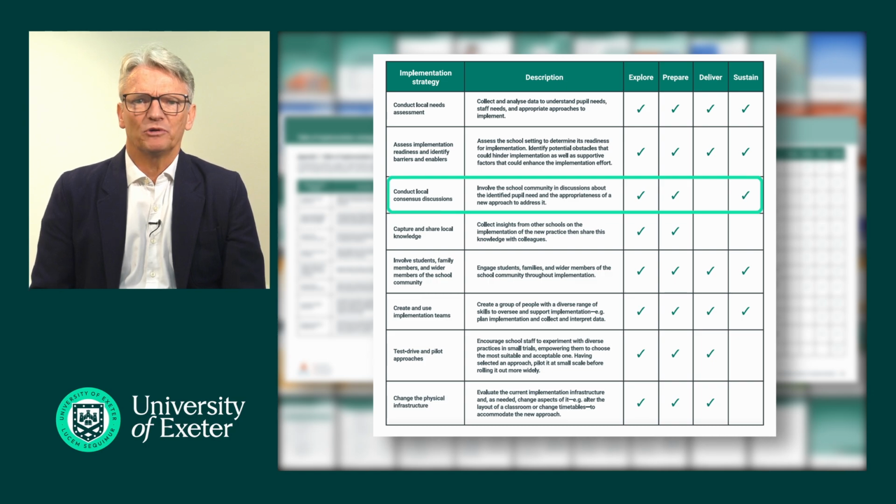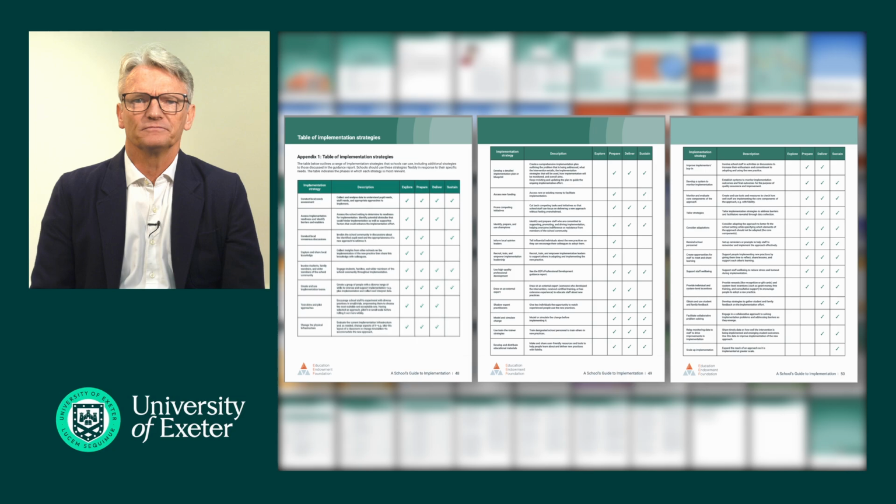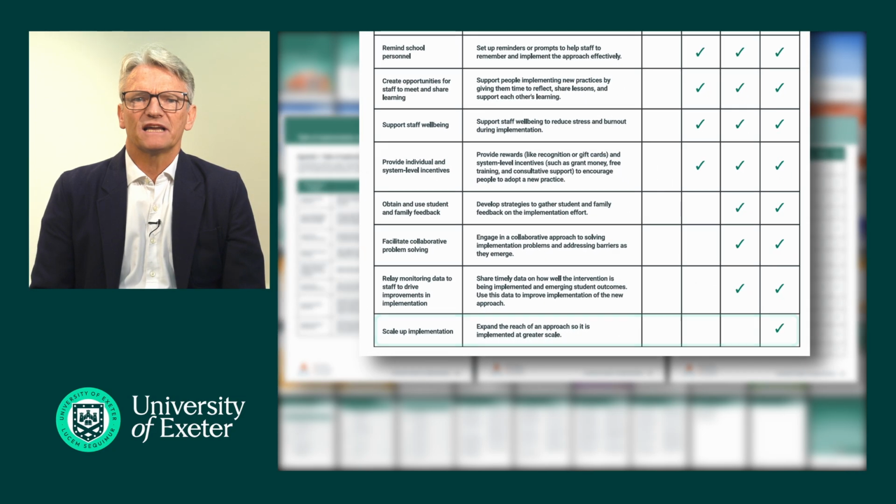This is employed in the explore and prepare stages to address whether the identified problem or need is important and whether the new practices to address the identified problem or need are appropriate. But this could also be used later to assess whether the need still exists and how well the approach has addressed the need to date. Another example would be the scale-up implementation strategy, which would typically be employed in later phases to gradually expand the reach of an approach after completing small pilots or demonstration projects. This is an example of a strategy that might not be relevant if a whole school approach is used.